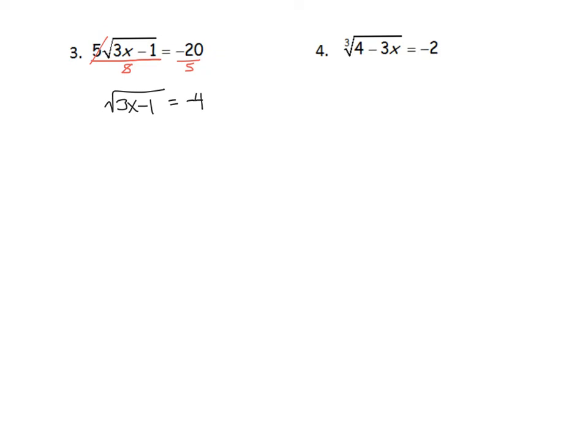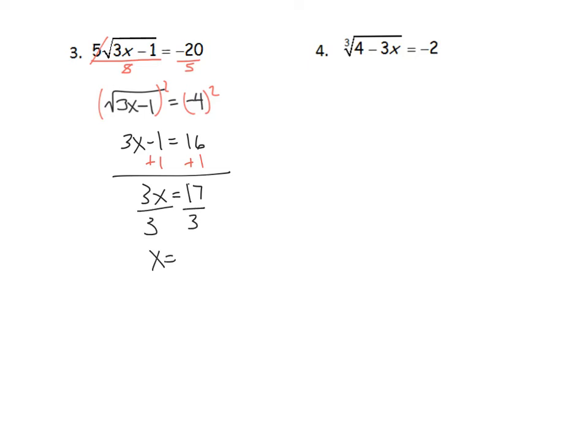We're going to square both sides of the equation. And we get 3x minus 1 equals positive 16. We add 1 to both sides. We get 3x equals 17. We divide both sides by 3, and x equals, let's see, 5.6 repeating, so 5.667.